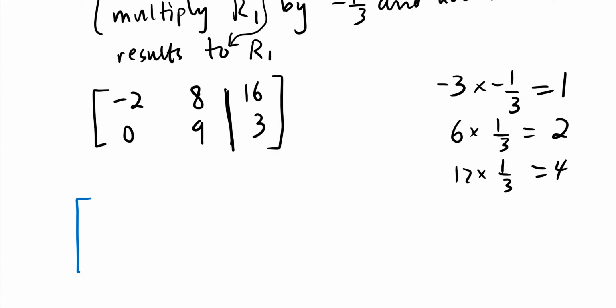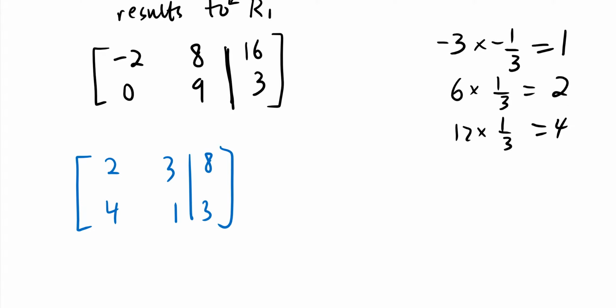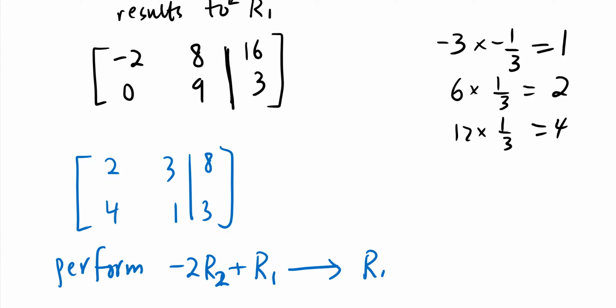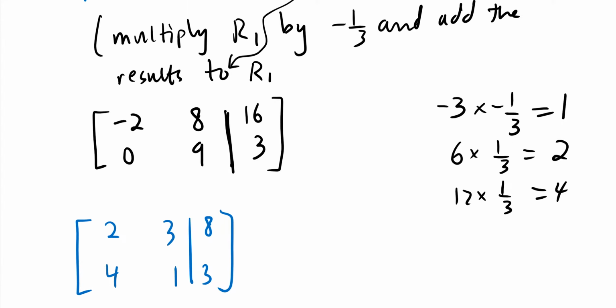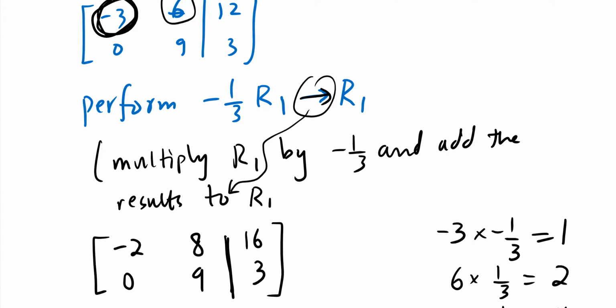Next one. Let's say we have 2, 4, 3, 1, 8, 3. And we are asked to perform negative 2 R2 plus R1, and add the result to R1. Notice in the previous example, we did not modify row 2, so I copied it down as is. We must copy it down, we cannot just leave it alone.